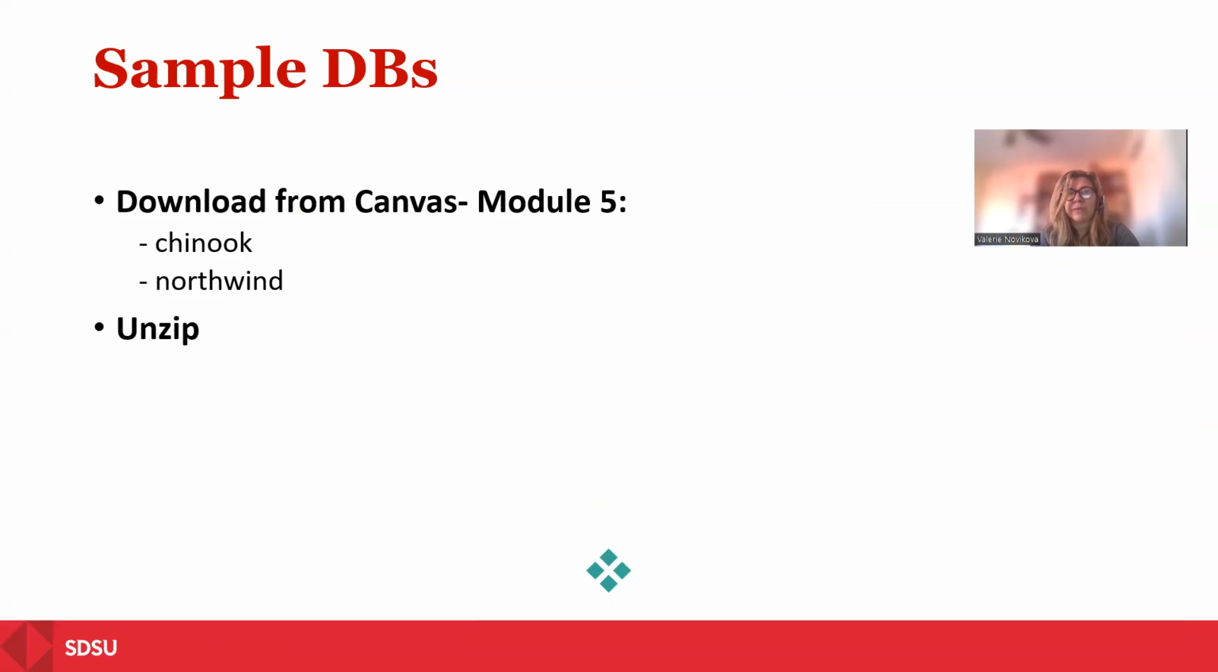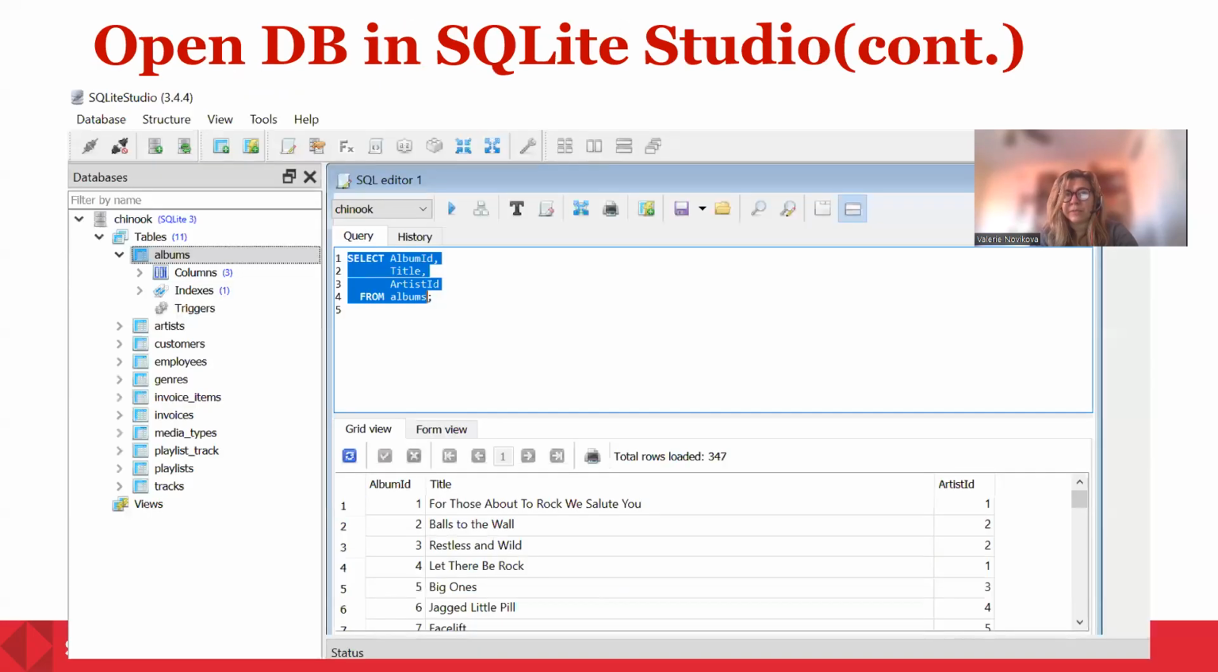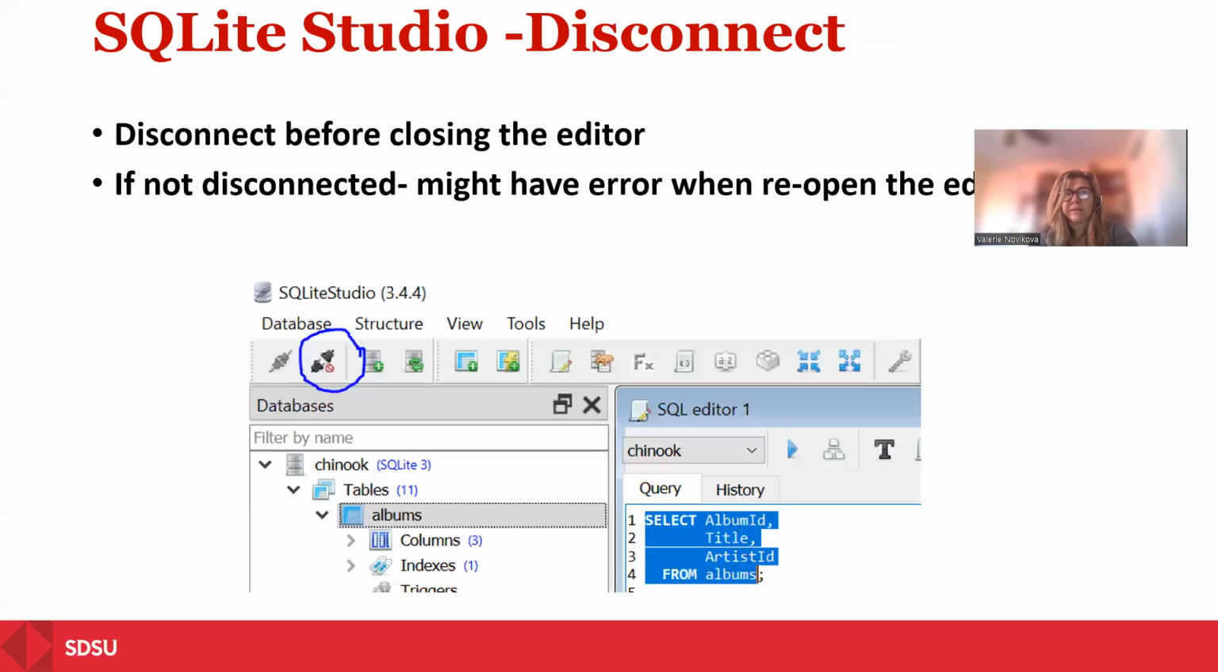Here are a couple of simple databases that we'll be using: Chinook, Northwind. We need to unzip them. As we open the database in the SQL editor, we're going to see a couple of screens similar to that. And when we're done working, we will need to disconnect from SQLite Studio, because if we don't, there might be a couple of issues with the database. They're all solvable, but disconnect is an important function to use.